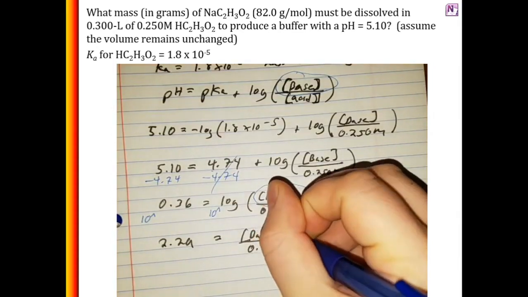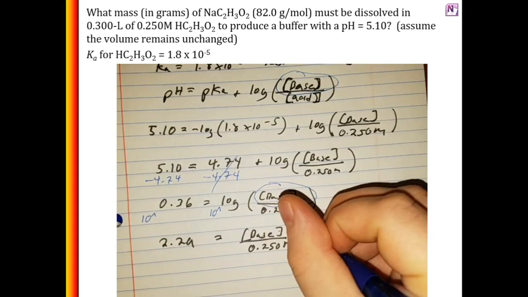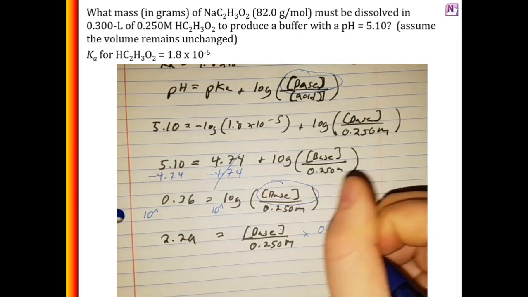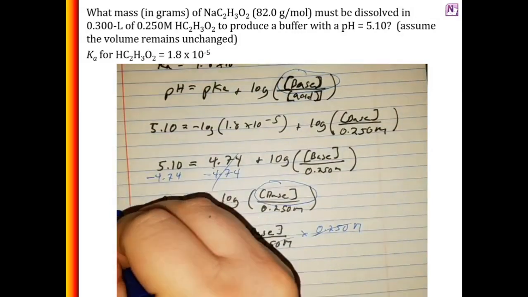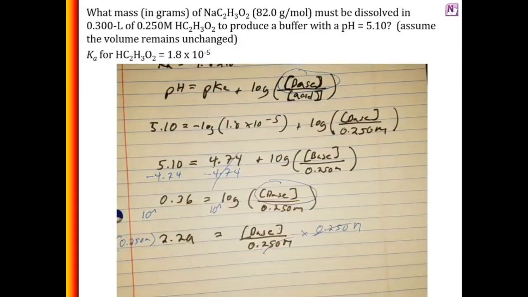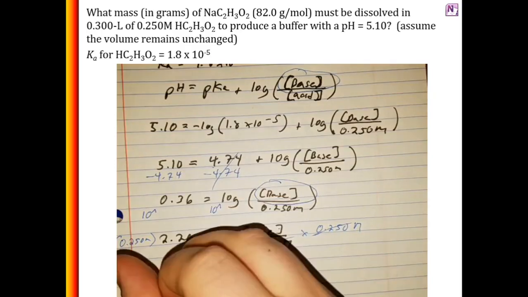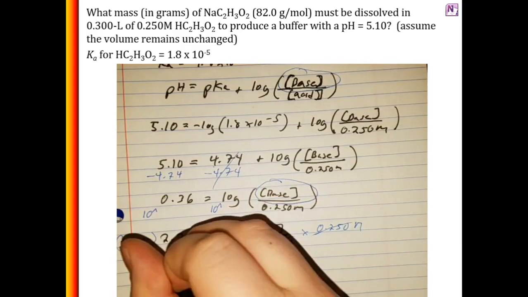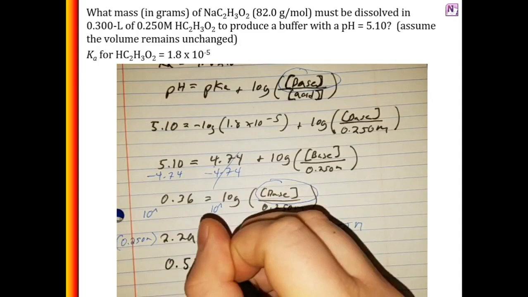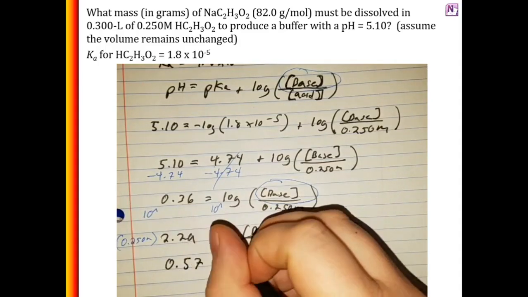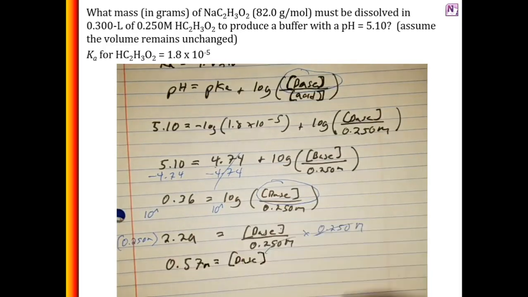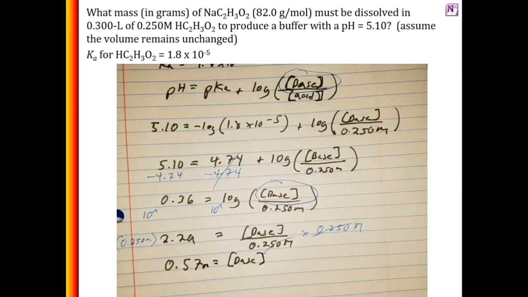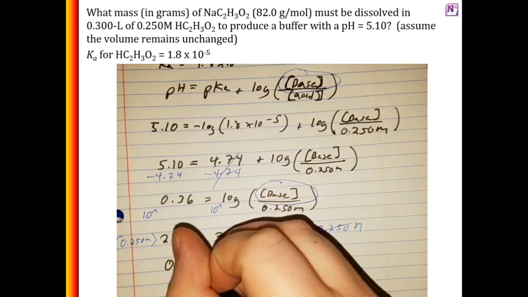Again, I'm looking for the concentration of my base. So I'm going to multiply by 0.250 molarity. This goes away, and do the same thing on this side, 0.250 molarity. So I end up with 0.57 is equal to the concentration of my base in molarity. Remember this is molarity, so what this really is, is moles per 1 liter.